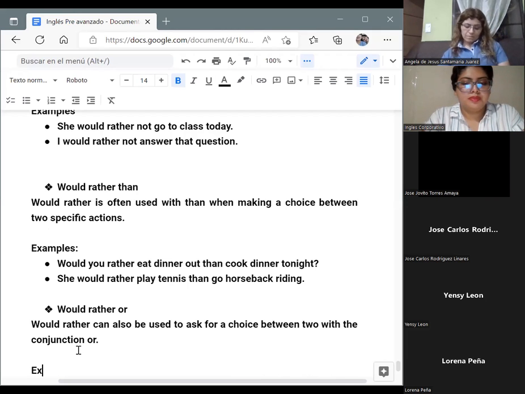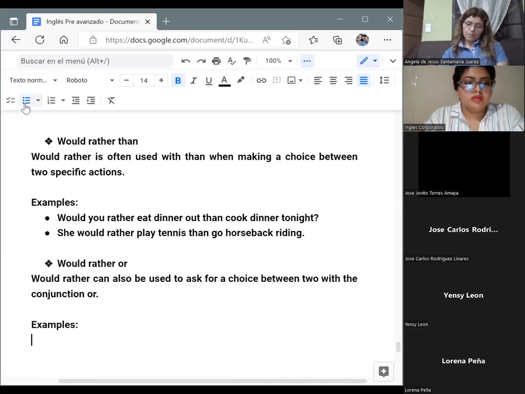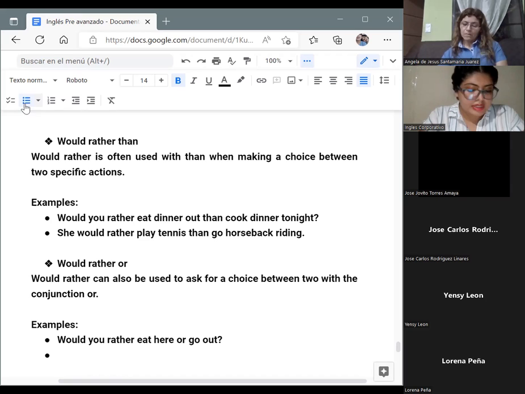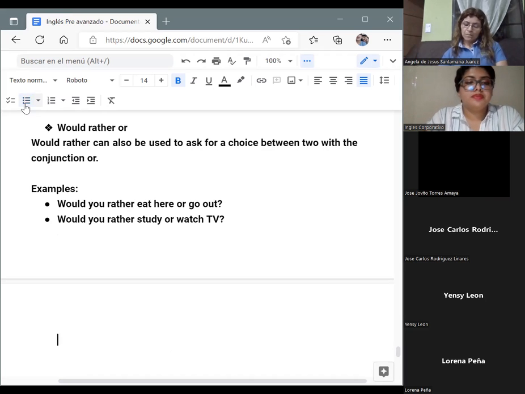And we have the examples. Would you rather eat here or go out? Second one. Would you rather study or watch TV? Then the number three, that is another use that we can give to would rather. In this case, we're going to add someone to do something.